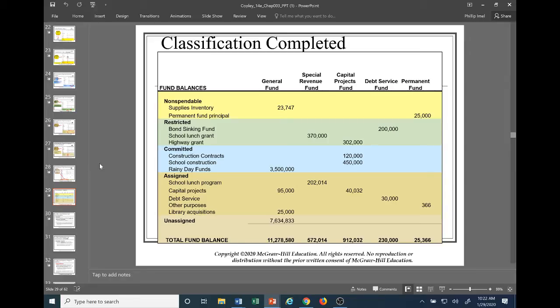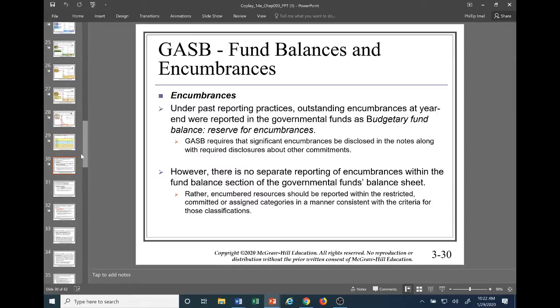So there's the total fund balance, but that shows the level of constraints on what we can do moving forward with those funds. Make sense? So there's a two-step process applied. Next, GASB fund balances and encumbrances.